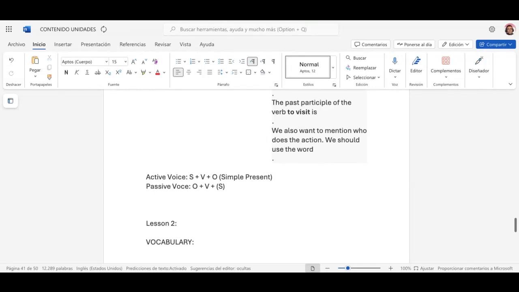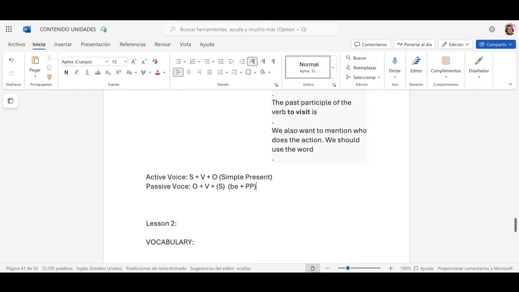For example, Maria eats an apple. And in the passive voice, we use a verb to be and the past participle form of the verb. In this case, also, we need to remember that the verb to be is in simple present, and then the past participle of the verb that we are dealing with.